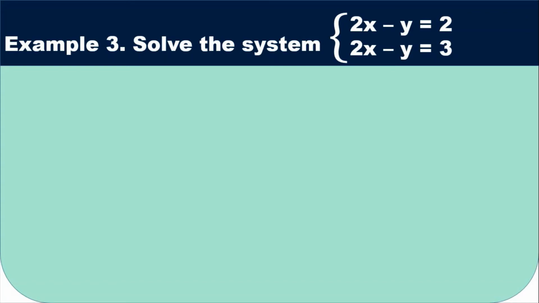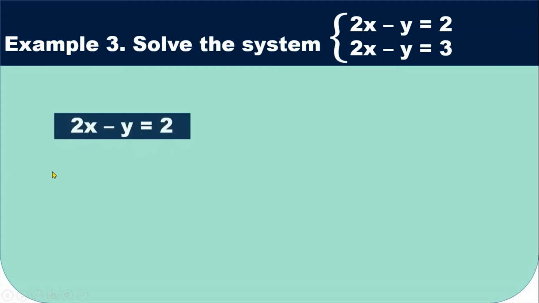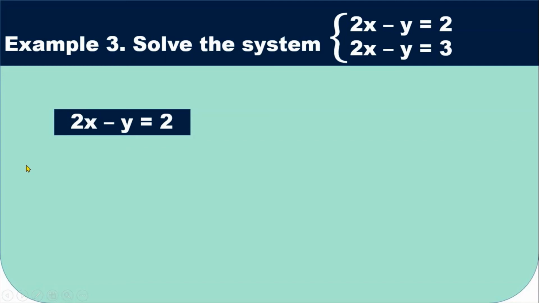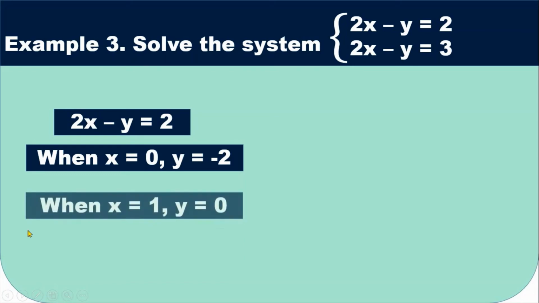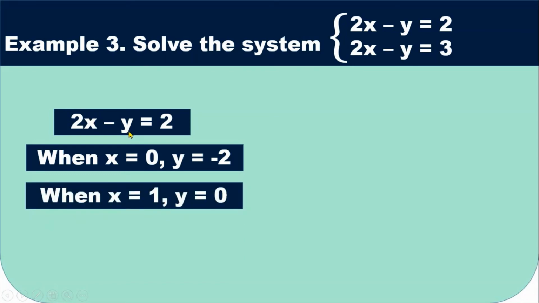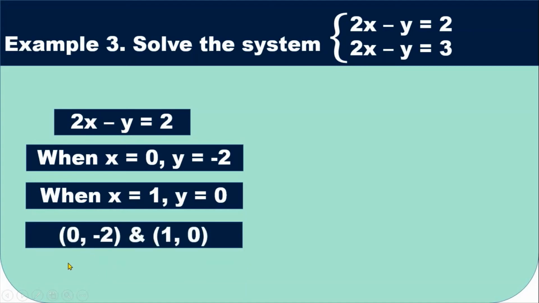For our third example, solve the system 2x minus y is equal to 2, 2x minus y is equal to 3. Let's identify two solutions for our first equation. Assigning value for x, say when x is 0, y must be negative 2, so that the result is 2. Next, when x is 1, y should be 0, so that 2 times 1, which is 2, minus 0 is 2. Therefore, the graph of the first equation passes through the points (0, -2) and (1, 0).